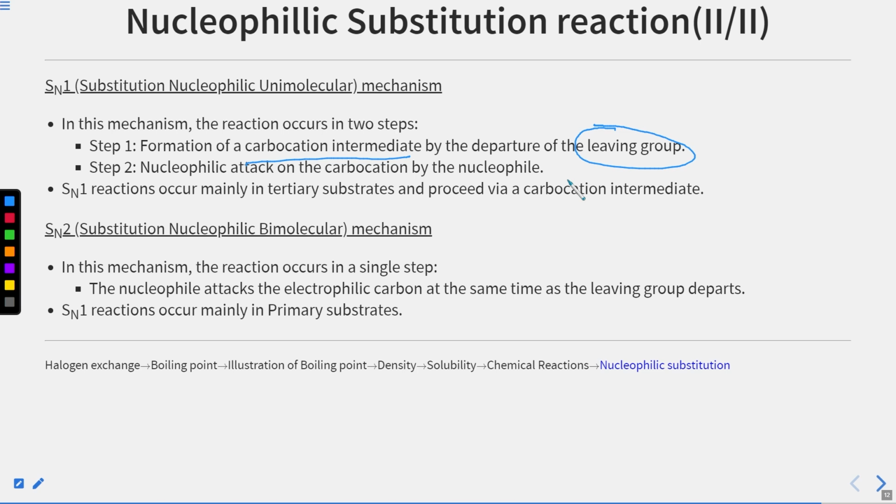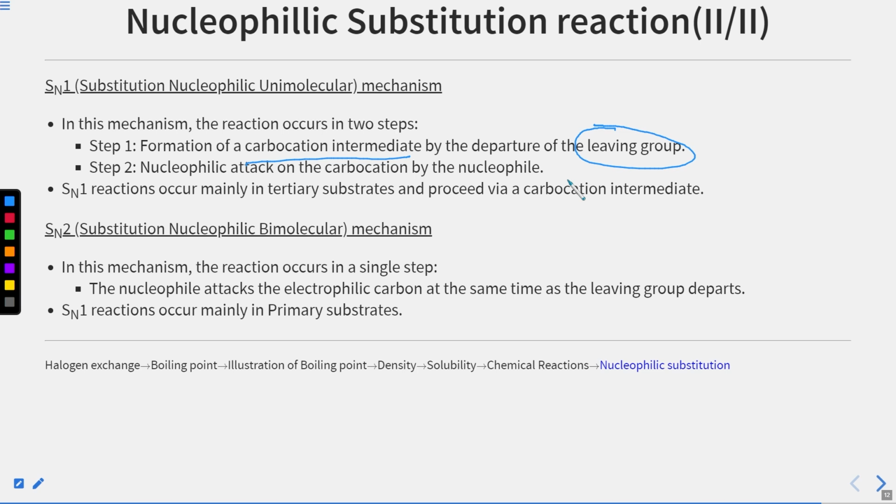So this is the partial shift of the sigma bond that is between carbon and hydrogen, to make this carbocation stable. Now what happens is that our nucleophile attacks the carbocation. The tertiary substrate is the most favorable because it will have the maximum number of alpha hydrogens. Then we have the secondary, and then the primary. So this is the order. We'll see this order once again in the next class.